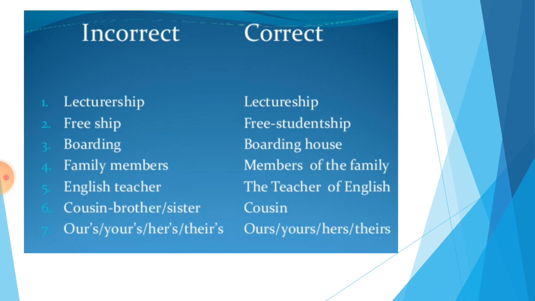English teacher is wrong, say the teacher of English. Cousin brother or cousin sister is wrong. You must say only cousin. Ours, yours, hers, theirs. You must not use an apostrophe here. Avoid the apostrophe and write ours. Do not use an apostrophe here. Yours, hers, theirs, like this.